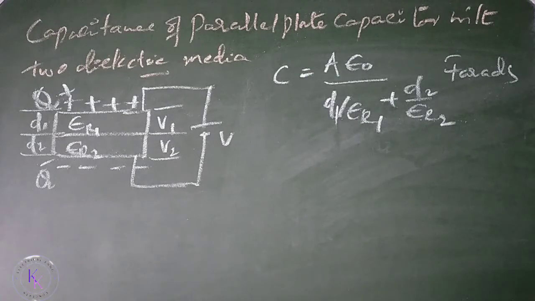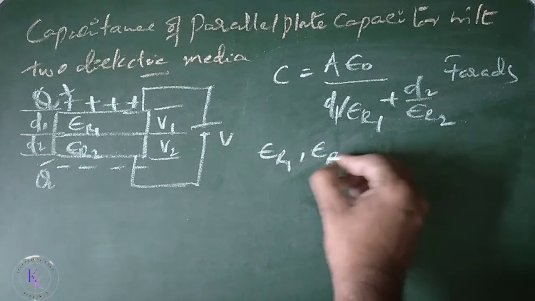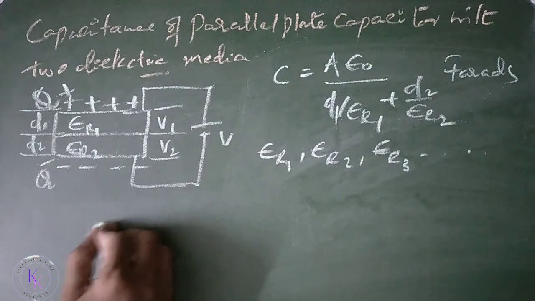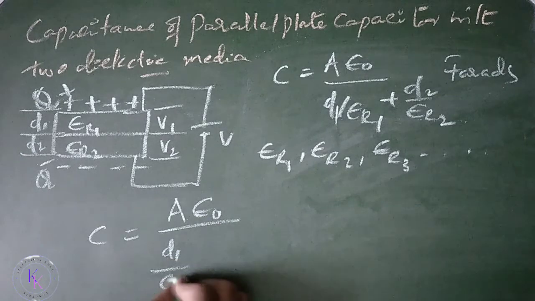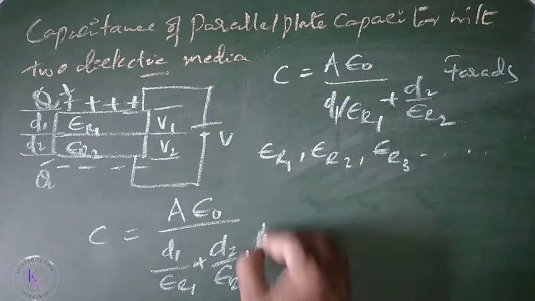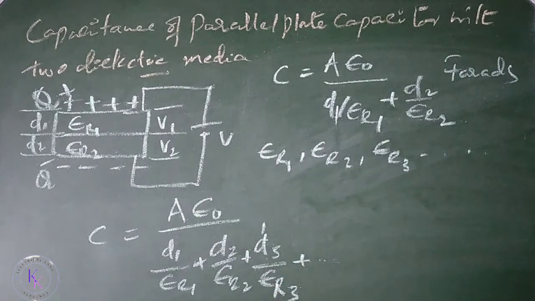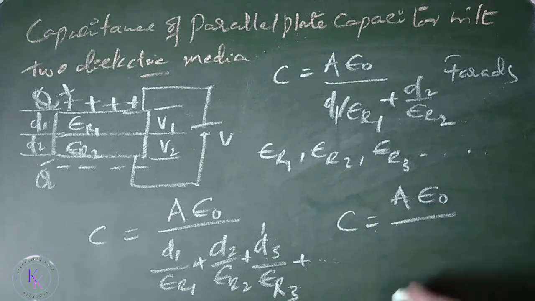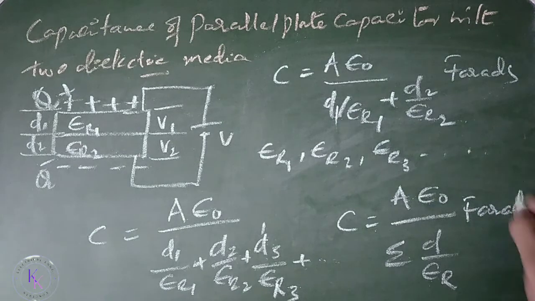If there are several dielectrics of relative permittivities, let them be epsilon R1, epsilon R2, epsilon R3 and so on, then the capacitance is C equals A epsilon naught divided by D1 divided by epsilon R1 plus D2 divided by epsilon R2 plus D3 divided by epsilon R3 and so on, which we can write as C equals A epsilon naught divided by sigma D by epsilon R farads.